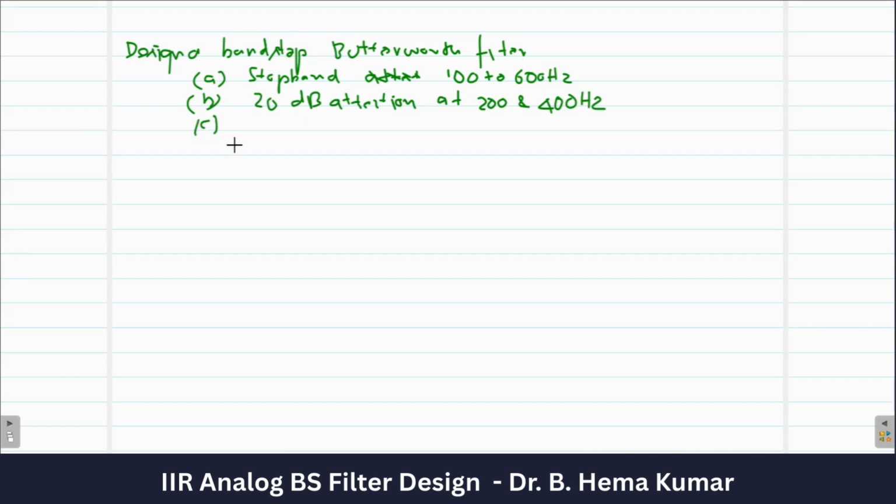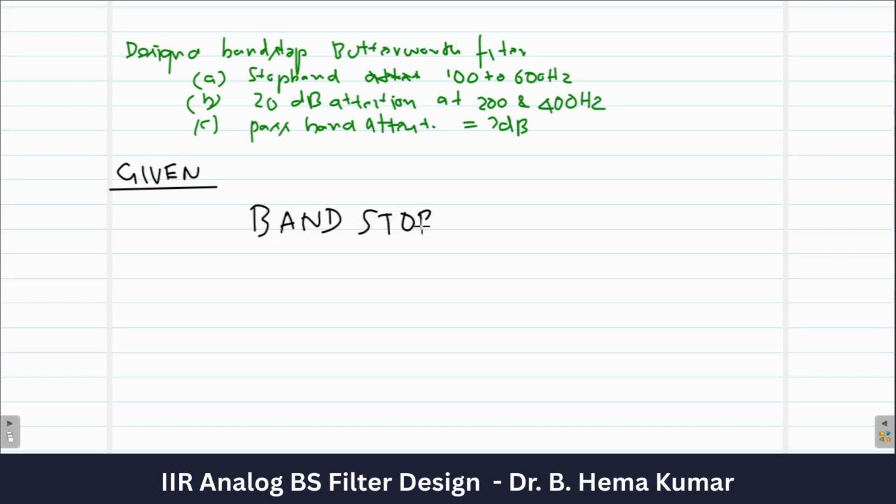Third, passband attenuation is equal to 3 decibels. These are the details given in the question. So what is given in the question? That's the first thing we have to check. We have to design a band stop filter. Second thing, it is a Butterworth filter. That's the second detail that is given in the question.